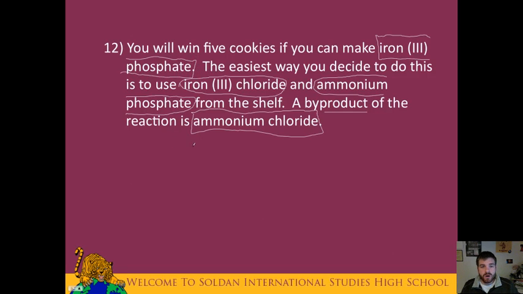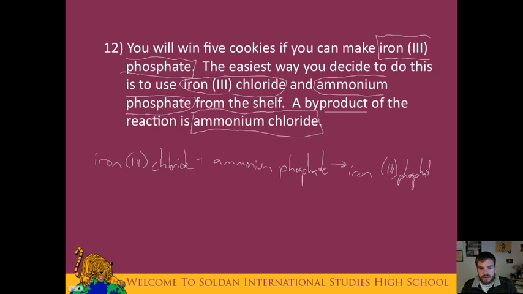So we need to write the word reaction. So iron 3 chloride, that's reactant number 1, plus ammonium phosphate is going to make these two. Iron 3 phosphate, that's the whole goal of this one, plus ammonium chloride. Okay, time to write the chemical equation now.